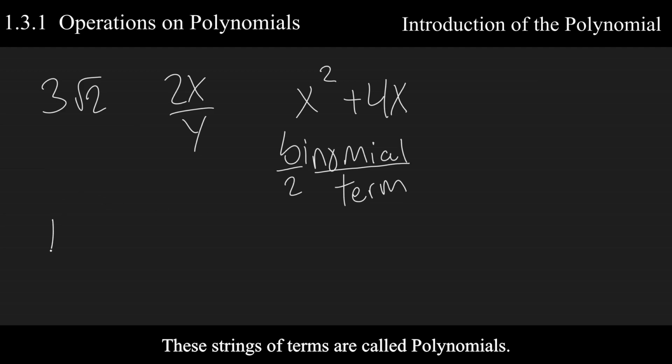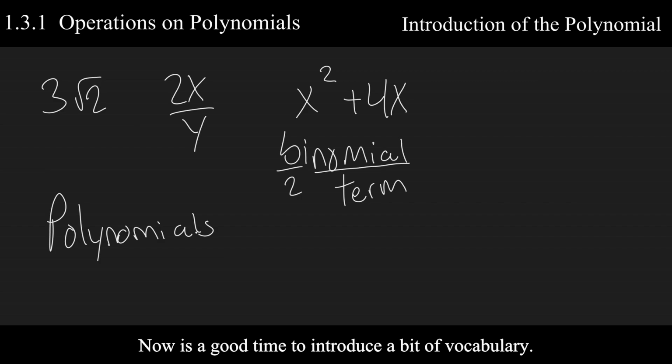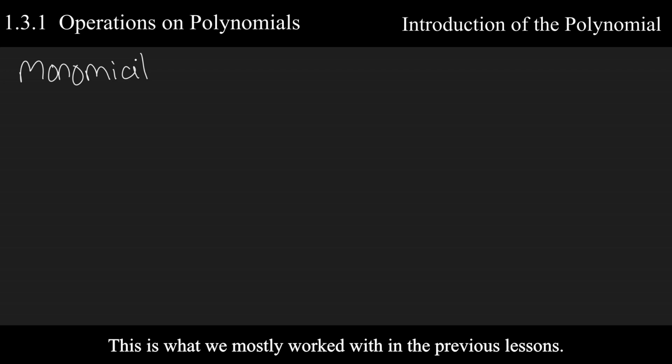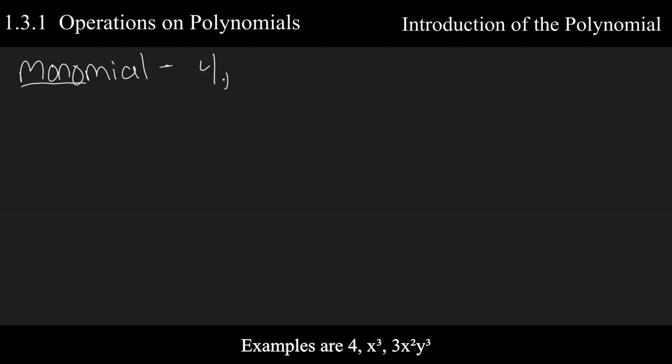These strings of terms are called polynomials. There are three types of polynomials that are most well known and worked with, which we'll explore in this chapter. So now is a good time to introduce a bit of vocabulary. Monomial. This is what we mostly worked with in the previous lessons. They're expressions of a single term, hence mono. A single term, constant, or variable is called a monomial.